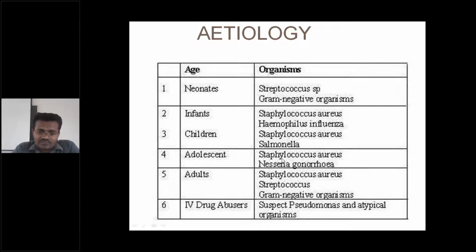Then in adolescents, Staph aureus and gonorrhea. Gonorrhea was previously due to sexual infections, but now it is also less. So in adults, everywhere there is Staph aureus, except in neonates where there is Streptococcus. Then IV drug abuse particularly affects with Pseudomonas. Remember, it is also Pseudomonas in IV drug abuse.